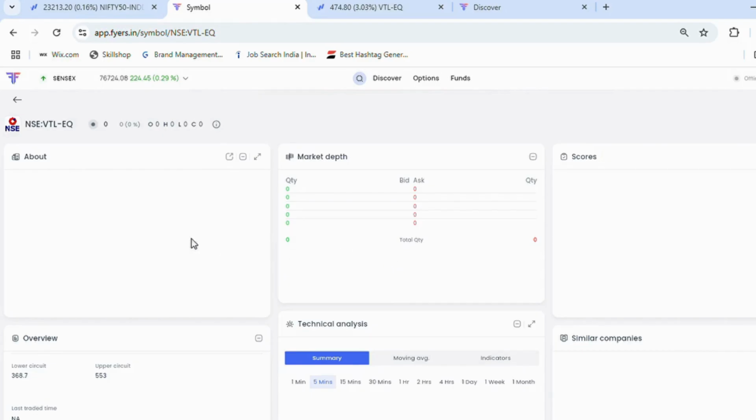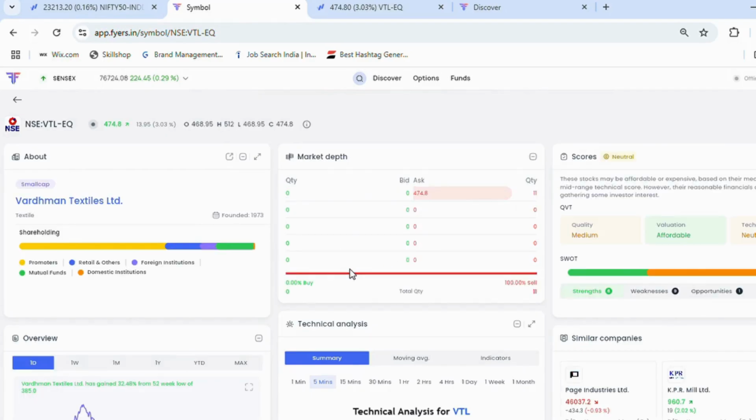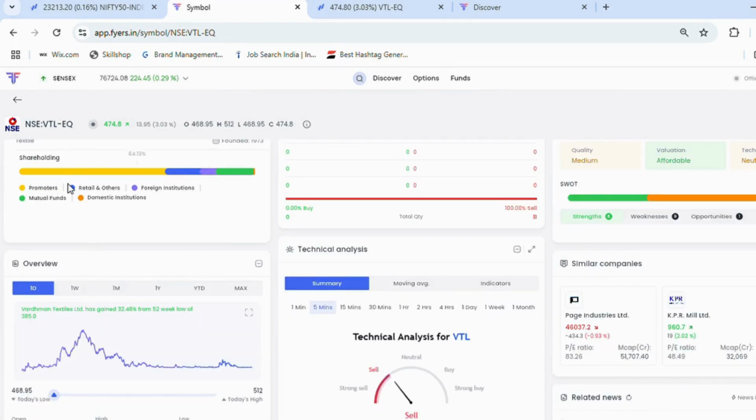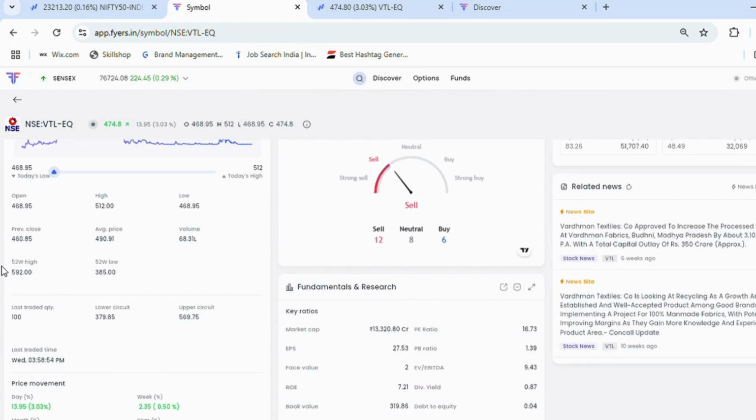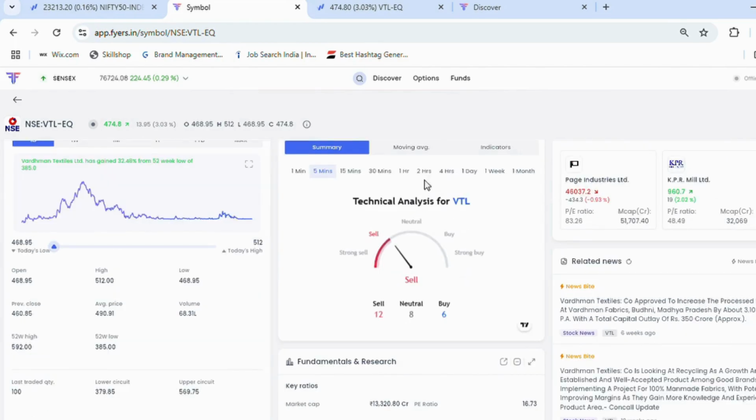So once you open the stock, you can see that this is a small cap stock. This is just an example. Here you can see the shareholding pattern of the stock and the technicals, the price change, the open, high, low, the previous close, average prices, the volume that was traded today, the 52-week highs and lows, and the price movements, the percentage change, daily change, weekly change, monthly, yearly, everything is available here.